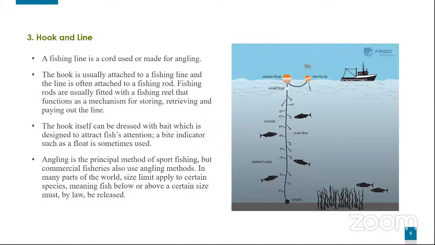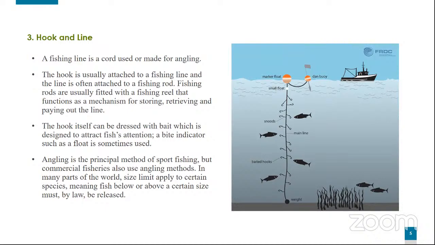So a fishing line is a cord used or made for angling. Okay, the hook is usually attached to a fishing line, and the line is often attached to a fishing rod. Fishing rods are usually fitted with a fishing reel that functions as a mechanism for storing, retrieving, and paying out the line. The hook itself can be dressed with bait. Kita guna umpan, which is designed to attract fish attention, and a bite indicator such as a float is sometimes used.